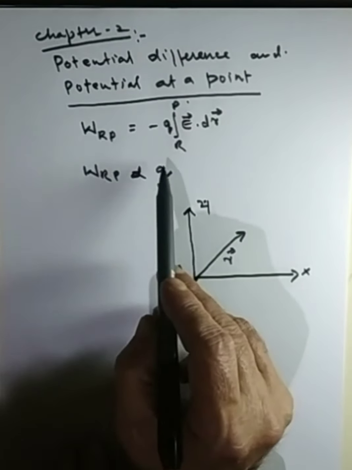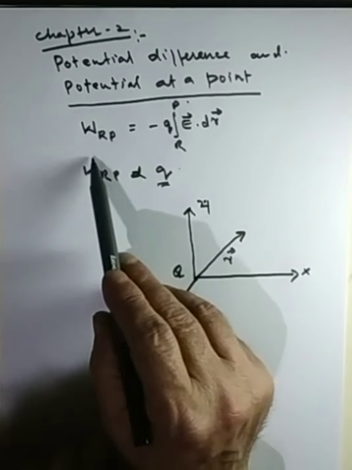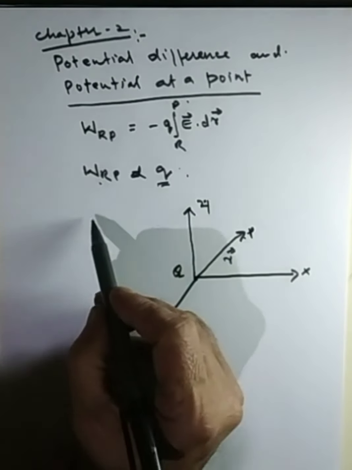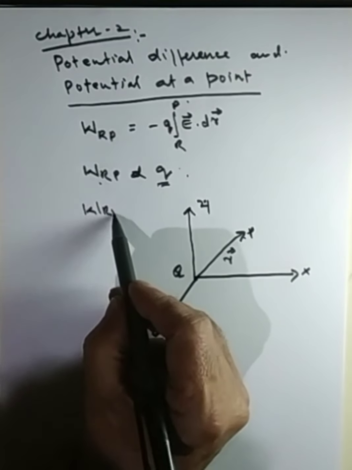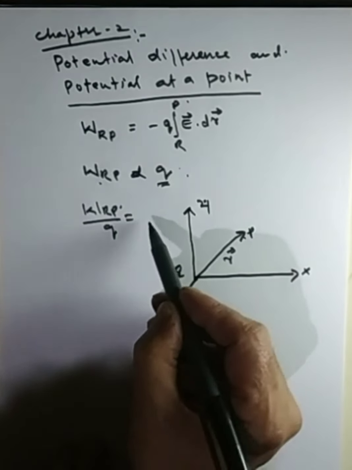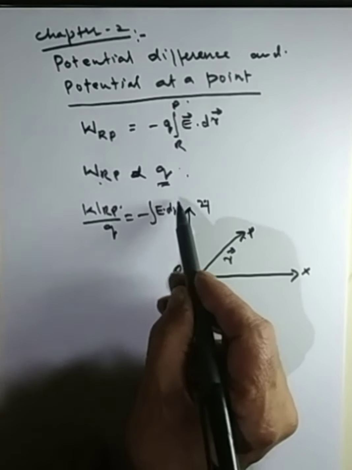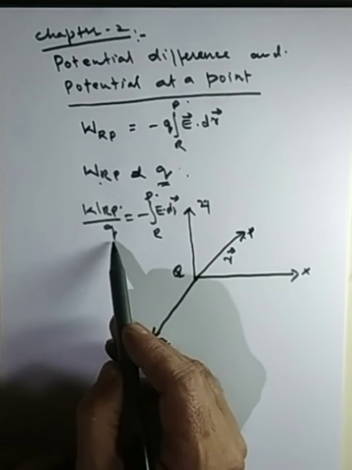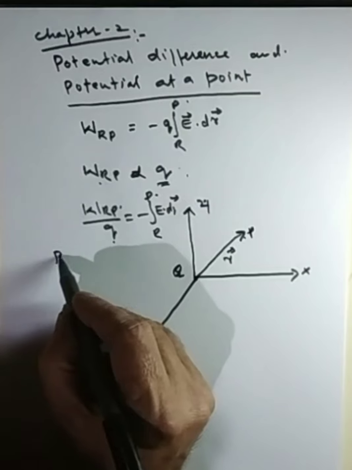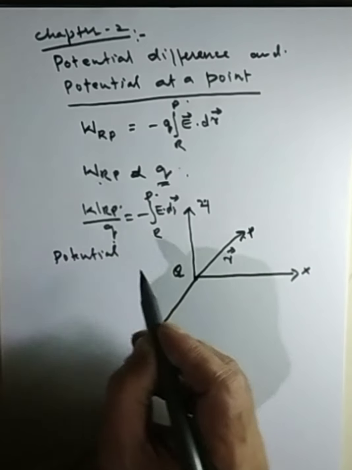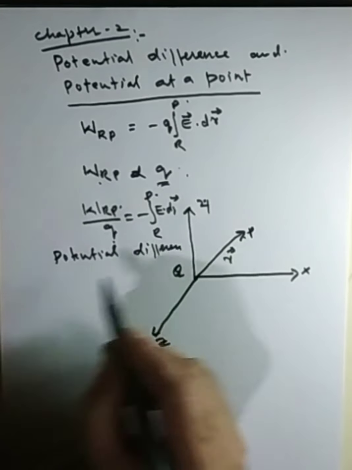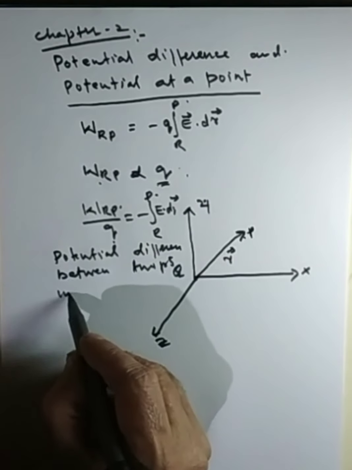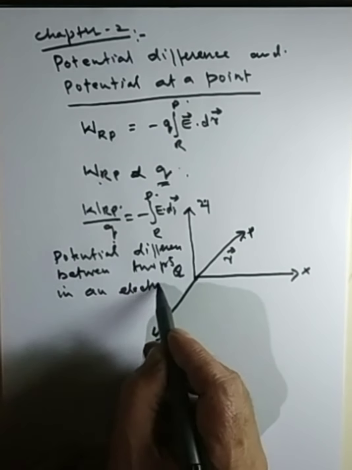Now, in order to make this a quantity which is independent of the charge, we define another quantity, that is work done per unit charge, which is equal to minus integral E dot dr, let us say R to P. This quantity work done per unit charge is called potential difference between 2 points in an electric field.